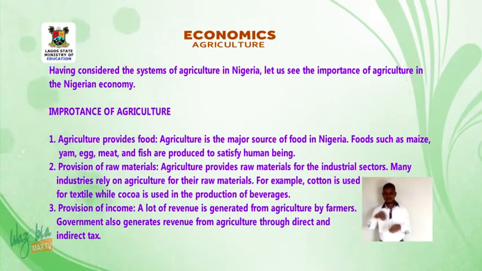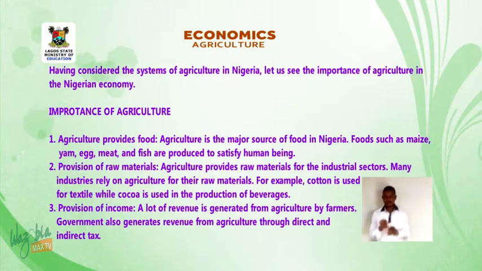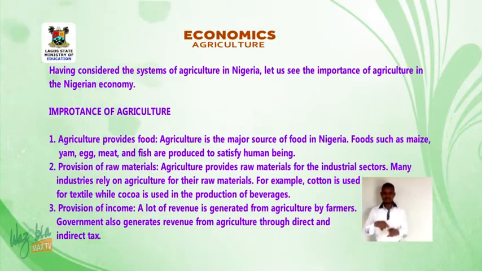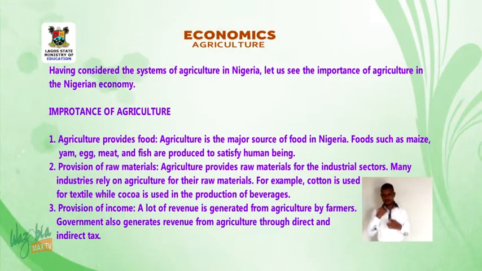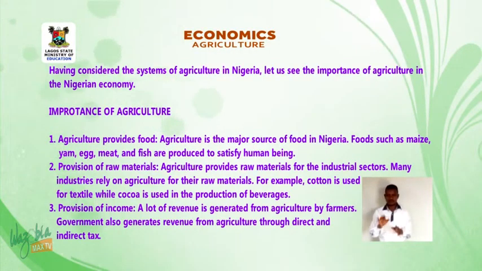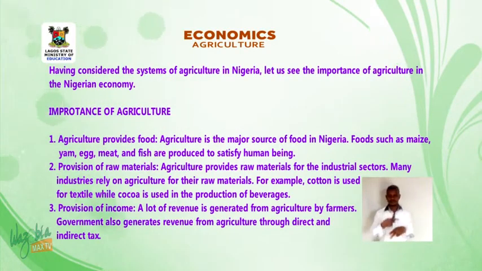Number 2, provision of raw materials. Agriculture provides raw materials for the industrial sectors. Many industries rely on agriculture for their raw materials. For example, cotton is used for textiles, while cocoa is used in the production of beverages.